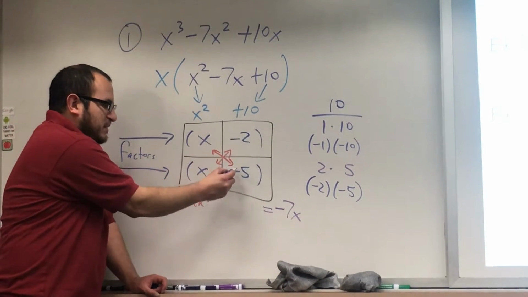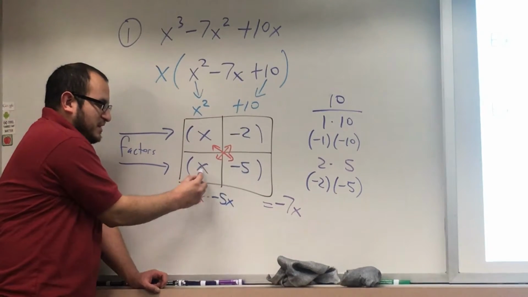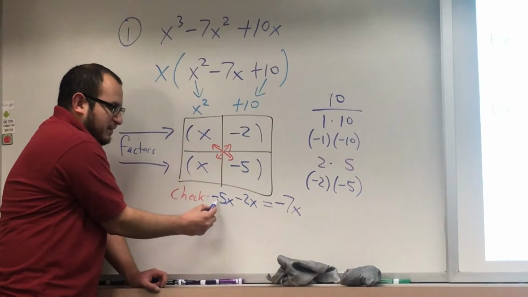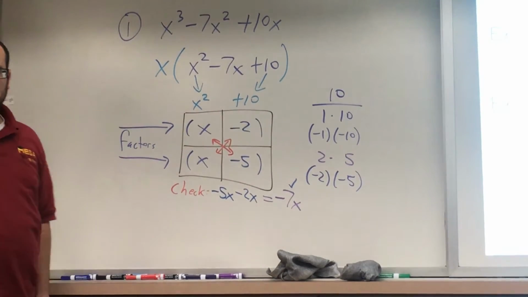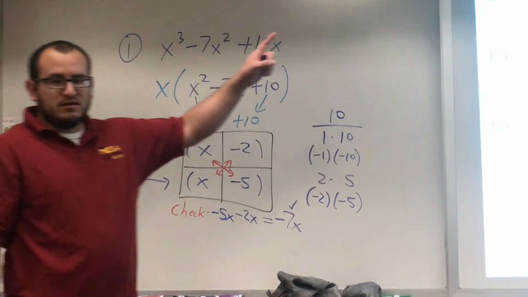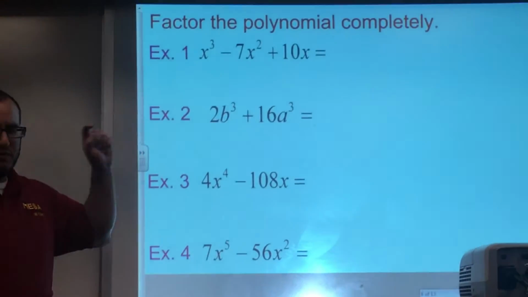All right, cross multiply, negative 5 times x is negative 5x. Negative 2 times x is negative 2x. Negative 5 minus 2 is negative 7x. So we found our factors. If you look back at the directions, it says factor the polynomial completely, so we're done.